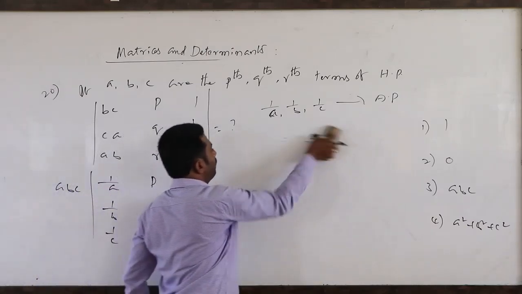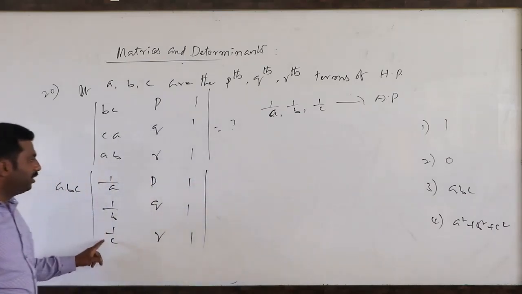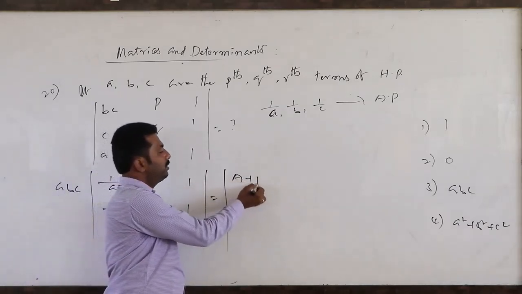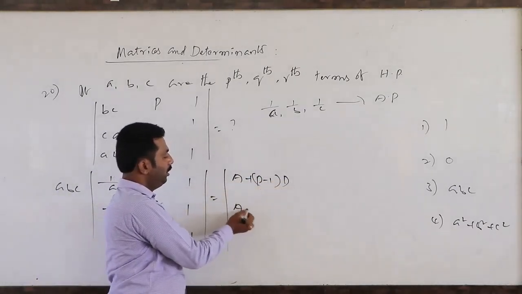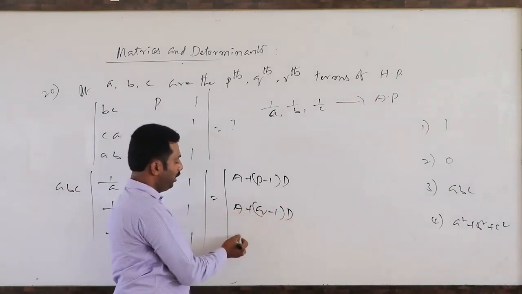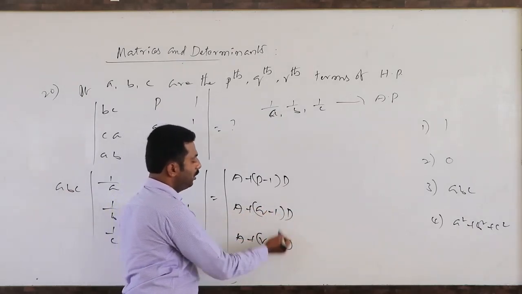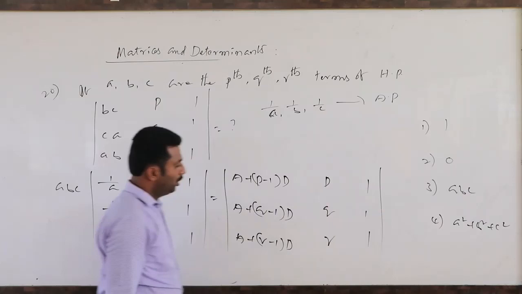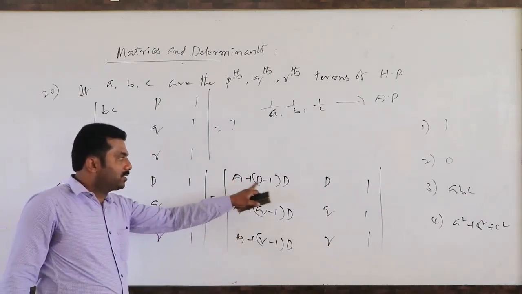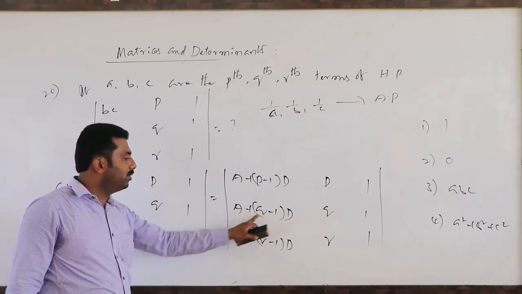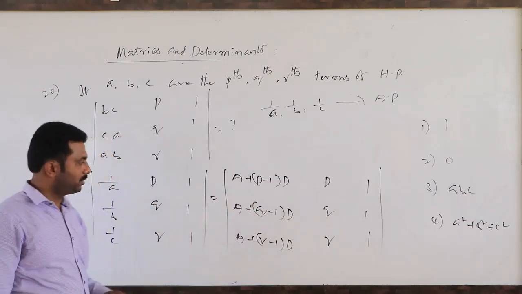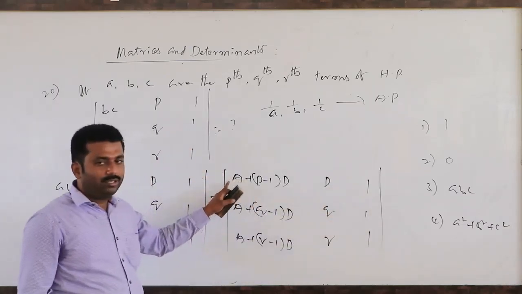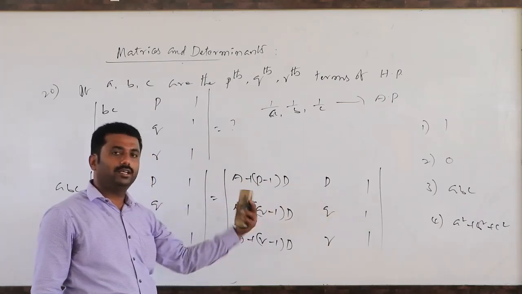Otherwise, if I substitute the values here, 1 by a means A plus (p minus 1) into d, A plus (q minus 1) into d, A plus (r minus 1) into d. This is p, q, r, 1, 1, 1. So finally, this is the first row expressed as a sum of two terms. We can split the determinant as a sum of two determinants. In the first determinant you observe A, 1, 1, 1. If I take A common, the first and second columns are identical, so the determinant is 0.